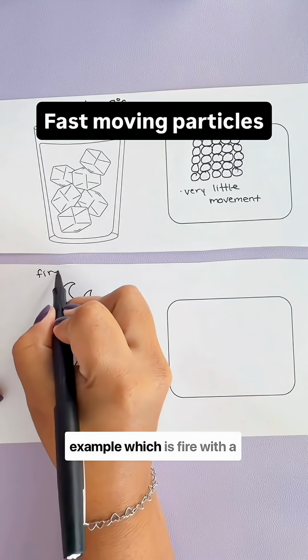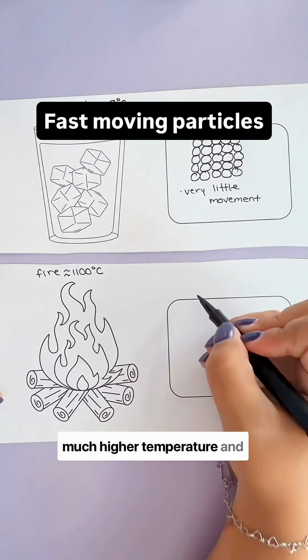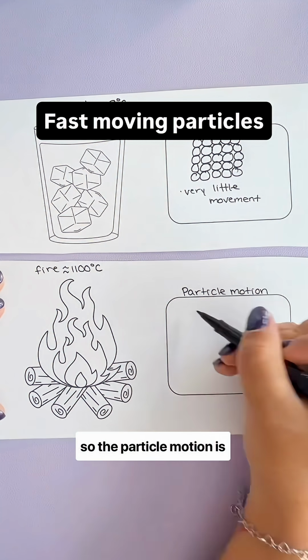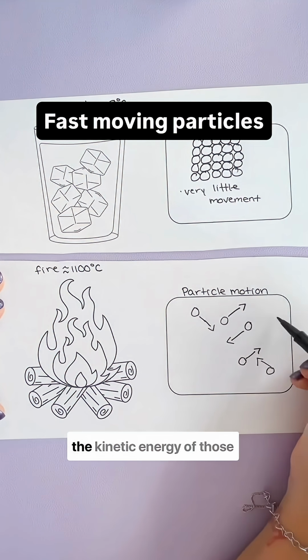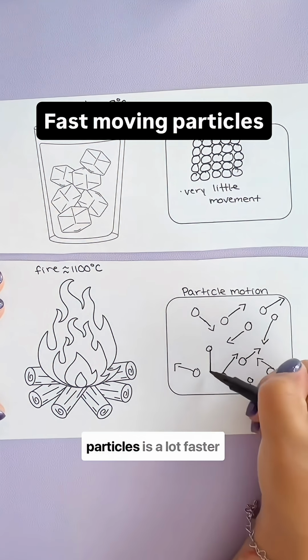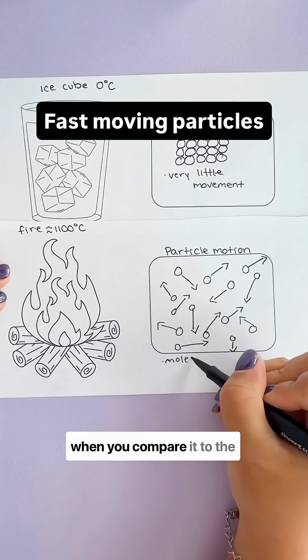Let's look at our next example, which is fire, with a much higher temperature, and so the particle motion is going to be different. With the higher temperature, the kinetic energy of those particles is a lot faster when you compare it to the ice cube.